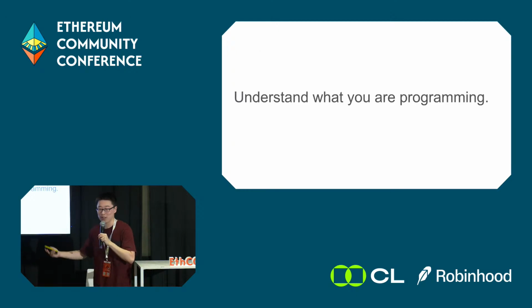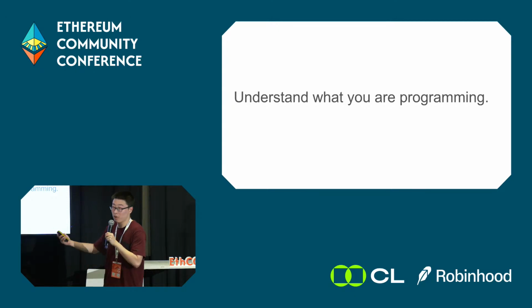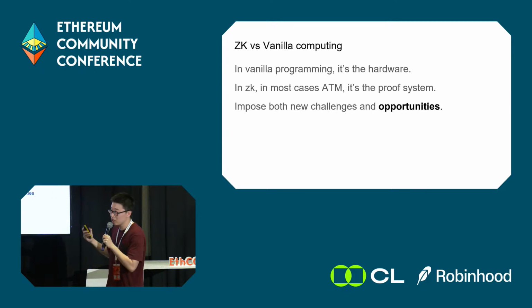A generally correct answer for any programming problem is understanding what you are programming. But there is a key difference between zero knowledge and vanilla programming. In vanilla programming, the strategy is simple: we directly control the hardware, the memory access and memory management of VRAM, or other direct hardware optimizations, and machine learning is a great example of this success. But in zero knowledge, in most cases at this moment, there is a proof system sitting between the application and the hardware. That imposes new challenges and opportunities, and this talk focuses on opportunities.